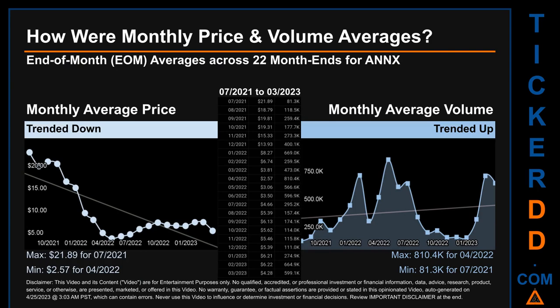Looking at volume, 04-2022 and 07-2021 respectively saw the highest and lowest monthly average volume at 810.4 thousand and 81.3 thousand.